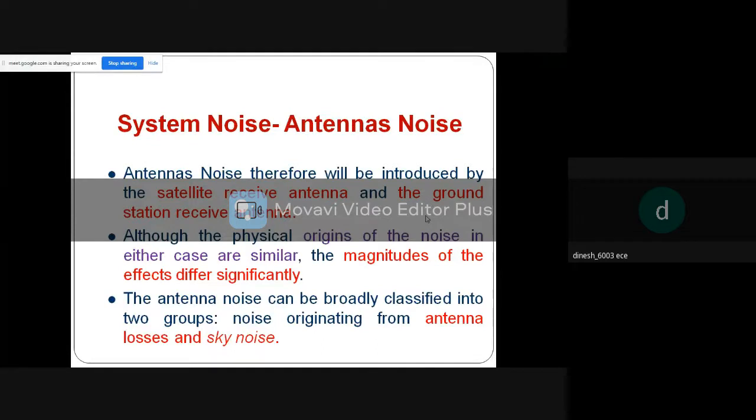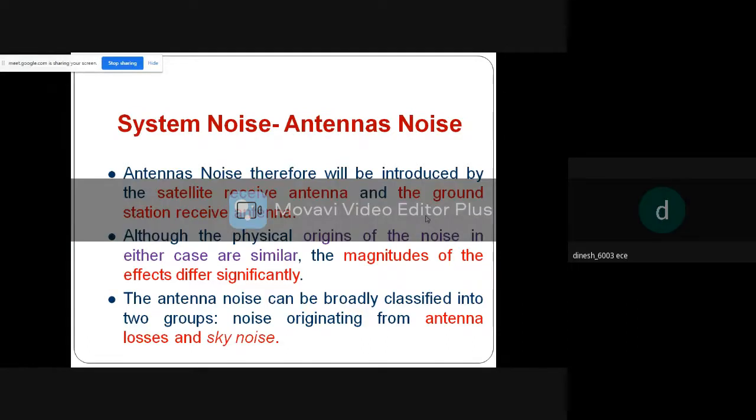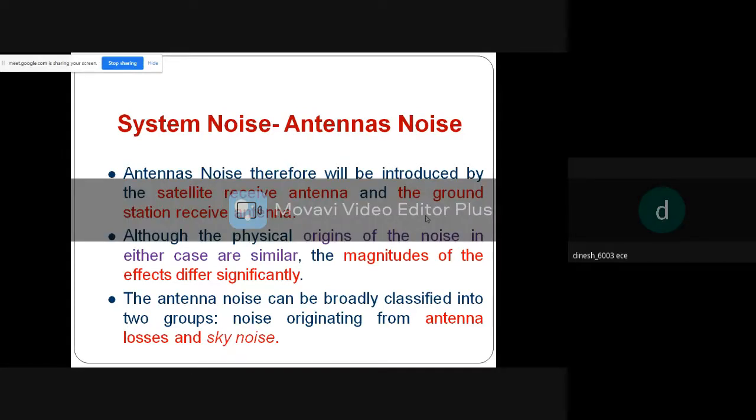Antenna noises are introduced by the satellite receive antenna and the ground station receive antenna. The satellite receives signals from a transmitting earth station, and the ground earth station receives the signals from the satellite. So due to that we get antenna noises. Although the physical origins of the noise in either case would be similar, the magnitudes of effects will differ significantly.